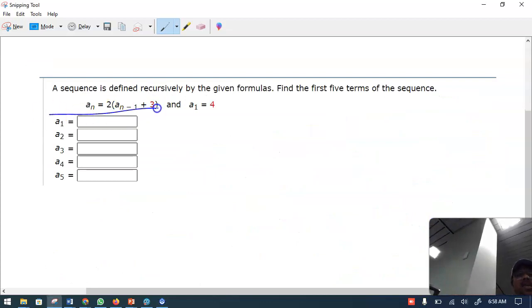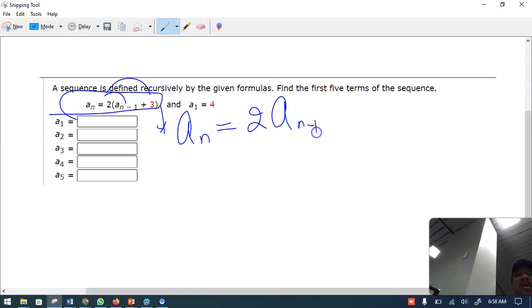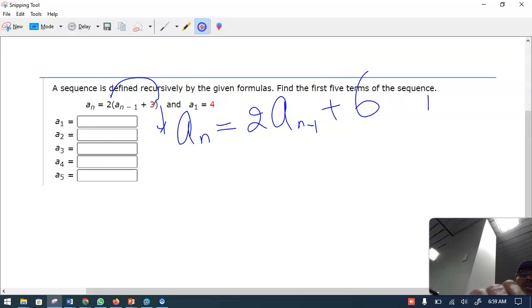Okay, so this was given. I'm going to rewrite this, using the distributive property here. So a_n is 2a_(n-1) plus 2 times 3, which is 6. Now when you multiply 2 and 3, this will make it 6. So in this case, the recursive formula says the beginning one is given, a1 is 5.